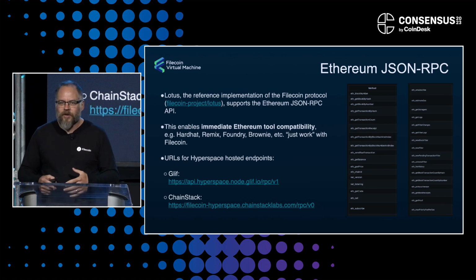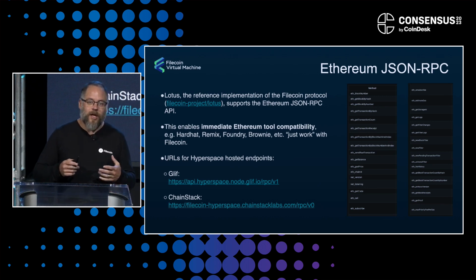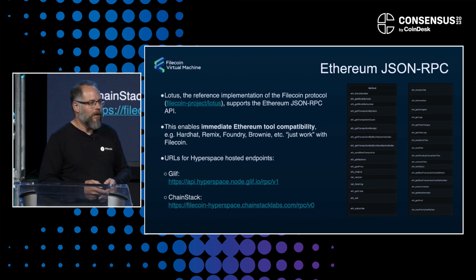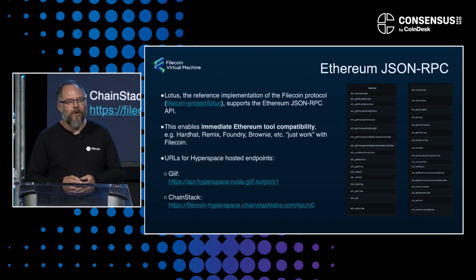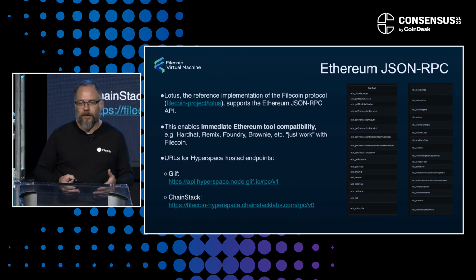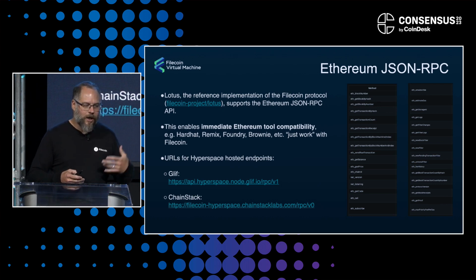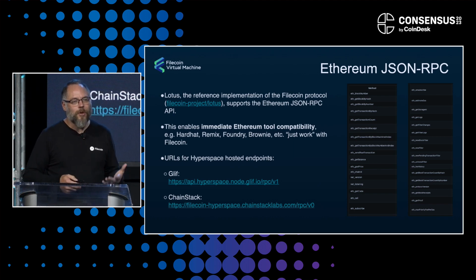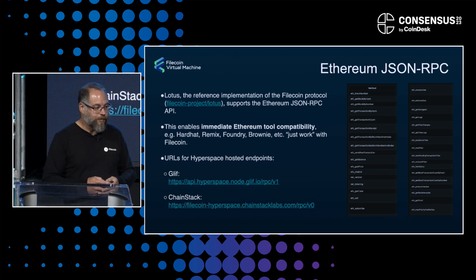So what we've done is we've implemented the Ethereum JSON RPC endpoint. Lotus, which is the reference implementation of a Filecoin protocol and a node, now supports the Ethereum JSON RPC. So this means you can immediately use all of the tooling that you're used to using: Hardhat, Remix, Foundry, MetaMask. You can use those all with Filecoin. As far as they're concerned, you're just talking to another Ethereum network.